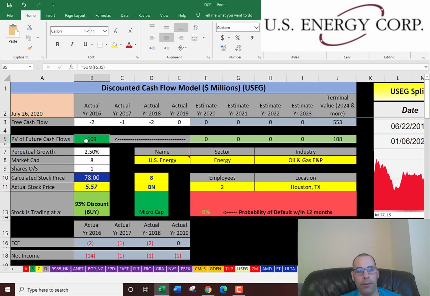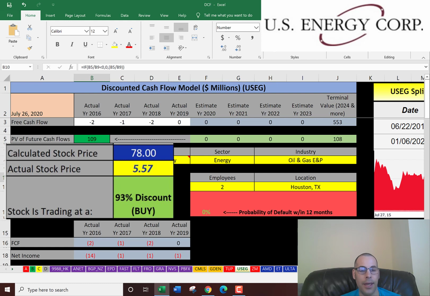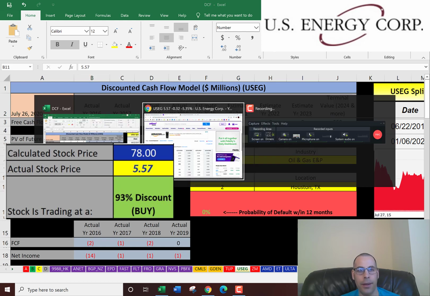Now, if we take the value of the company, which is $109 million, and we divide that by the 1 million shares outstanding, we get an intrinsic stock price of $78. It's trading at $5.57, so it's trading at a 93% discount. So it's a strong buy according to the model.